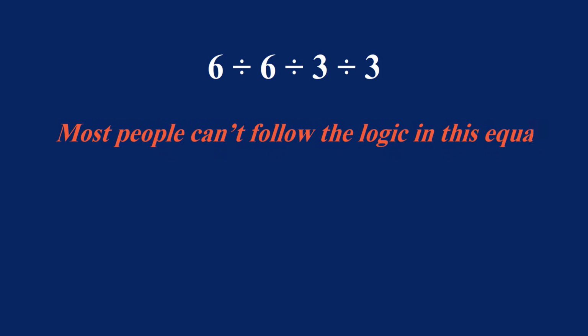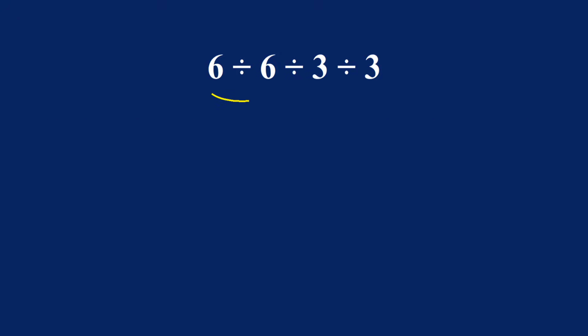In this episode, part 6 divided by 6 equals 1, and 3 divided by 3 equals 1. Now we have this problem: 1 divided by 1, which equals 1. But this answer is not correct, because according to the order of operations we must do this division, then this division, and at last this division.